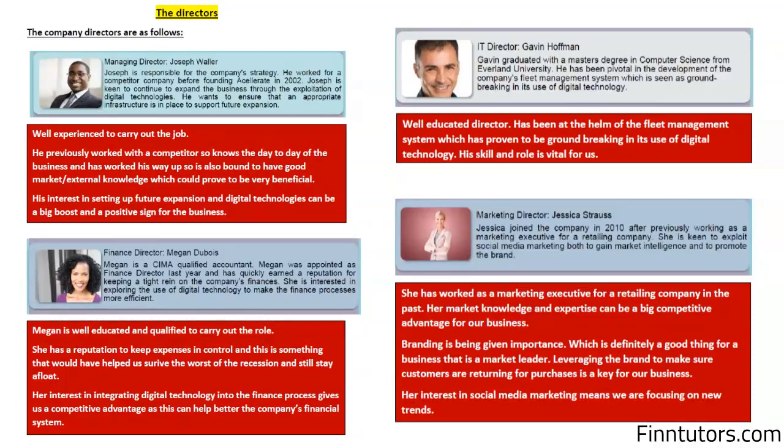So knowing what each director is good at, what his competency, what his skill is, what he wants to do, can add really good advantages to your answer writing. So keep these ideas in mind that we are giving you. And as you can see, at every stage, we try to make your learning simple. We try to give you informative tips that you can remember in an easy way because of the diagrammatic representation that you see. So, about Joseph, he's well experienced to carry out the job.